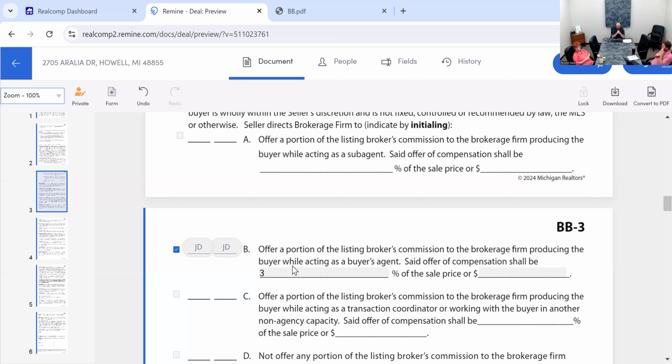Right. Okay, I got it. Yeah. Thank you. But I thought the listing agent couldn't require that.